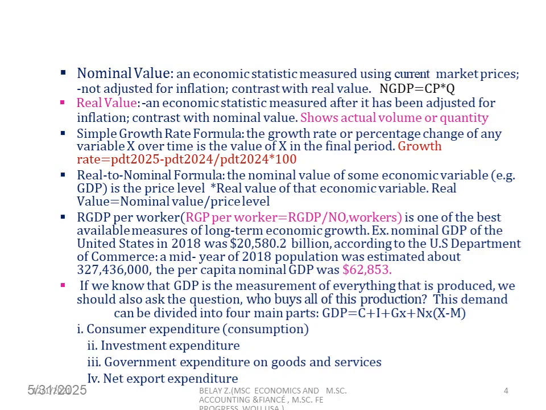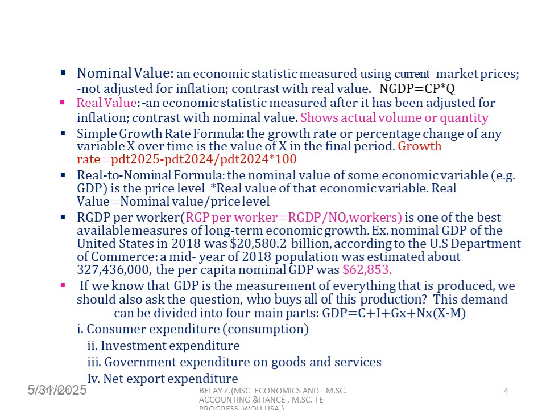Real-to-nominal formula. The nominal value of some economic variable, for example GDP, is the price level times the real value of that economic variable. Based on this, we can calculate real value. How? Real value is equal to nominal value over price level. By this, we can make it real because the effect of price or inflation is removed. The other is real GDP per worker. Real GDP per worker is equal to real GDP over the number of workers. It is one of the best available measures of long-term economic growth.